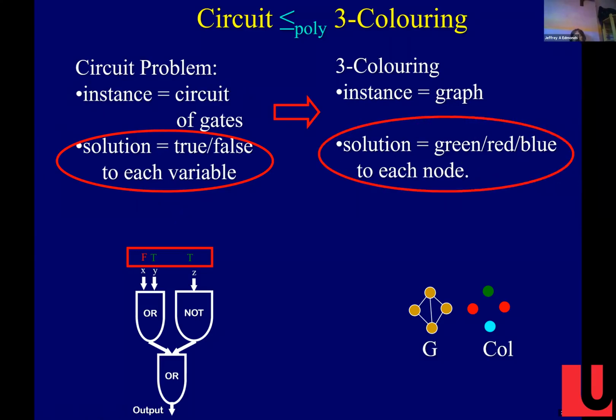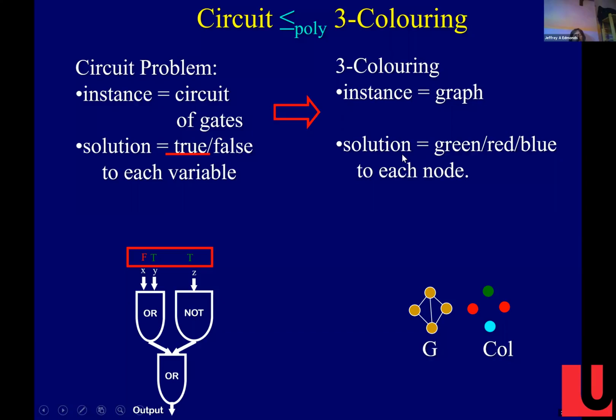And so what do I need? Over here for the graph problem, it assigns to each node either green, red, or blue. Actually, in some places, it's green, red, or brown. I'm not consistent about what the third color is. All right? So what are we going to map?